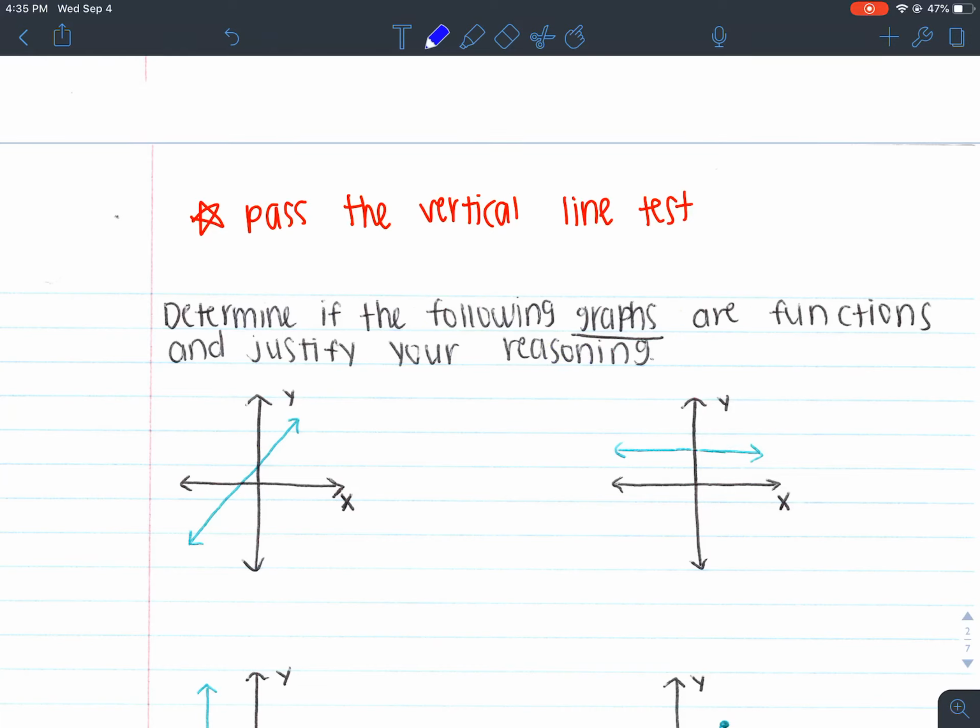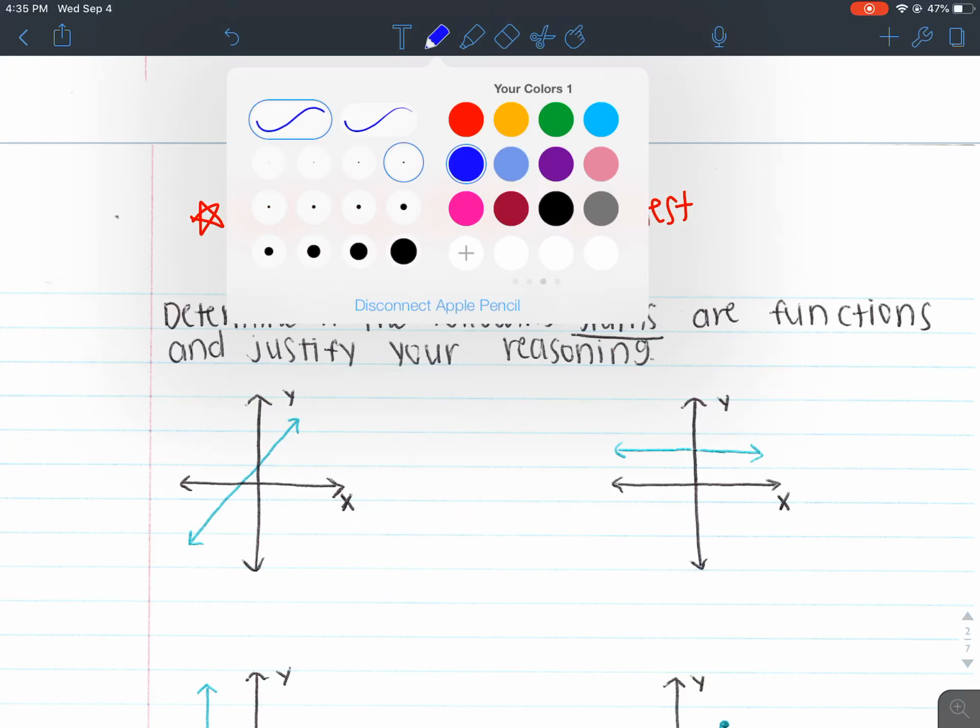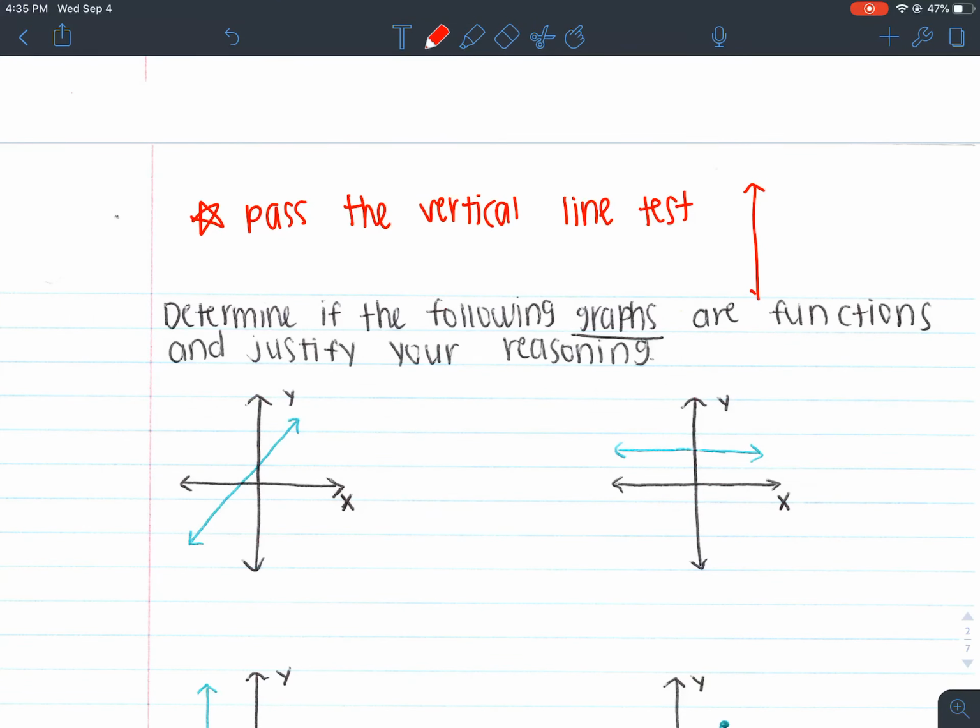So we're in high school now, so we're going to use proper math vocabulary. The vertical line test is basically a line that goes up and down. It's a vertical line. If the graph passes that test, it's a function. If it fails the test, it's not a function.